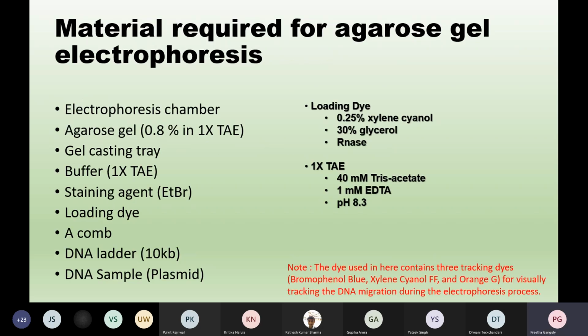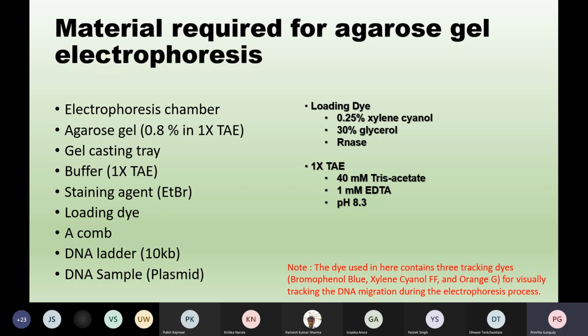Now let's go through the materials required for agarose gel electrophoresis. First of all, we require an electrophoresis chamber. You will be able to see everything after I finish the theoretical part. Then we prepare the agarose gel. Normally for DNA separation we take 0.8% agarose in 1x TAE buffer. So why do we use buffer? Buffer is important to maintain the pH, and in turn the structure of the DNA is also maintained, because we don't want our DNA to get denatured while passing through the agarose gel.